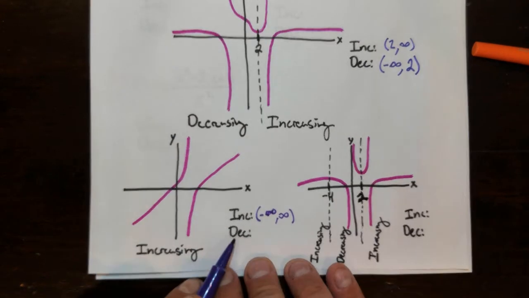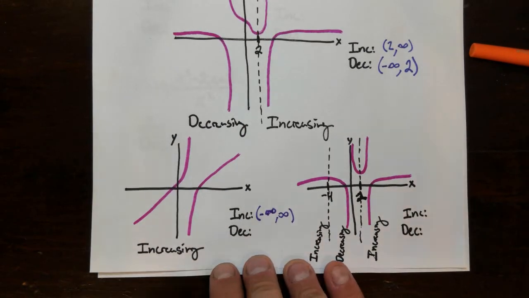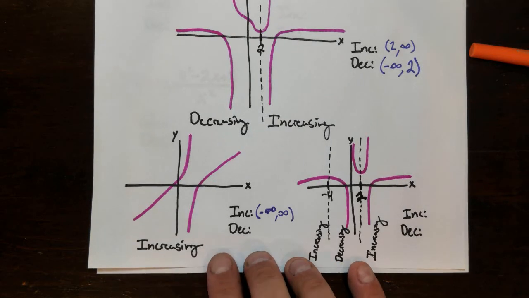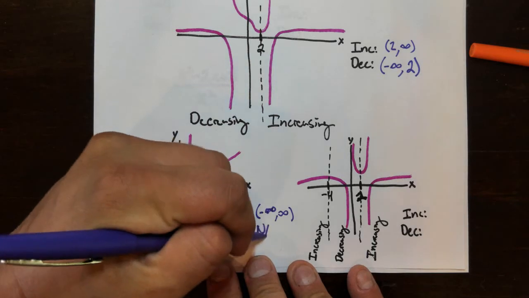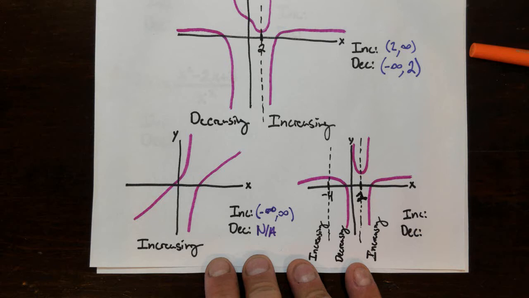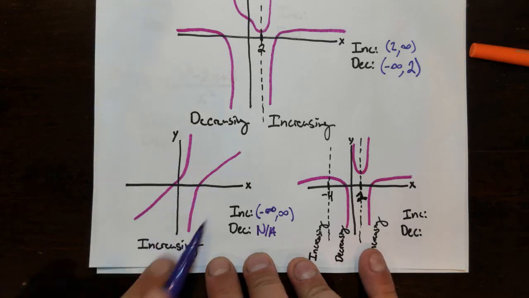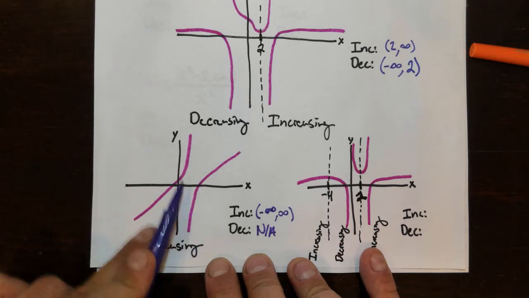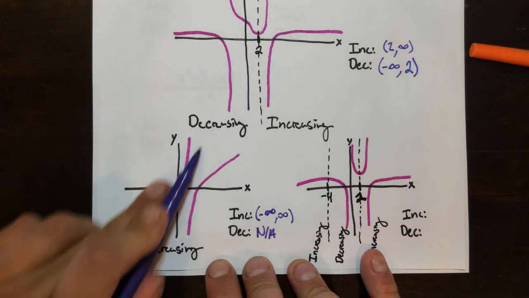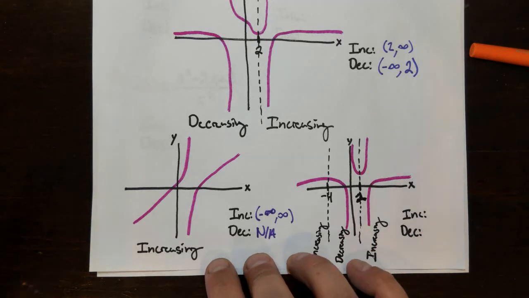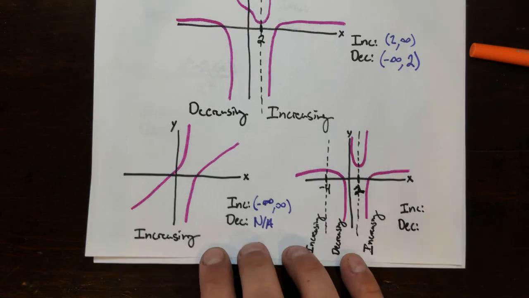And then we have to ask ourselves, is it decreasing at all? No, there's not a point where it's decreasing. So we can just write NA, or you can write not decreasing, something of that sort. And also notice that this function doesn't have a maximum or a minimum anywhere. There's not a point where it goes down on both sides of a point, or back up on both sides of a point.